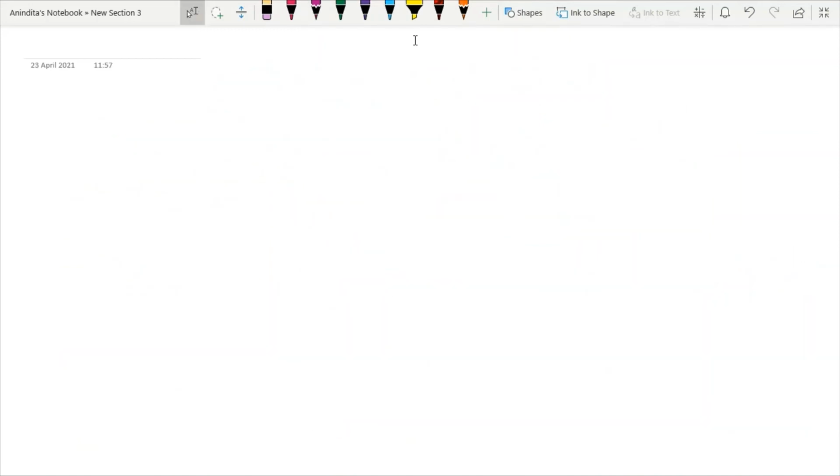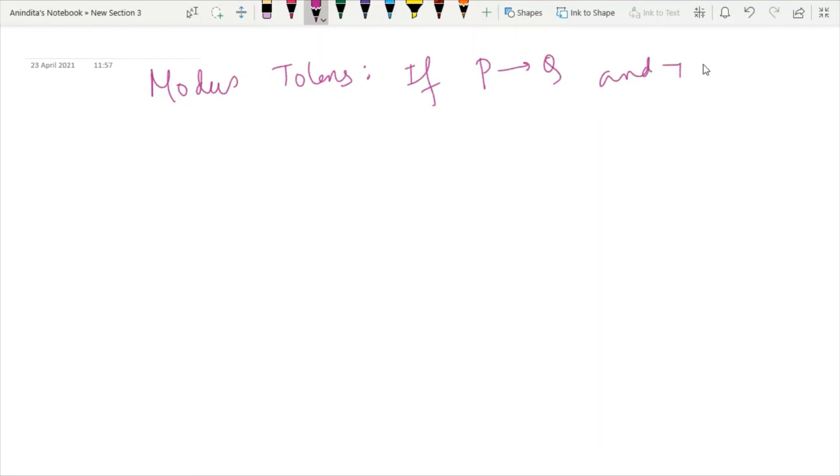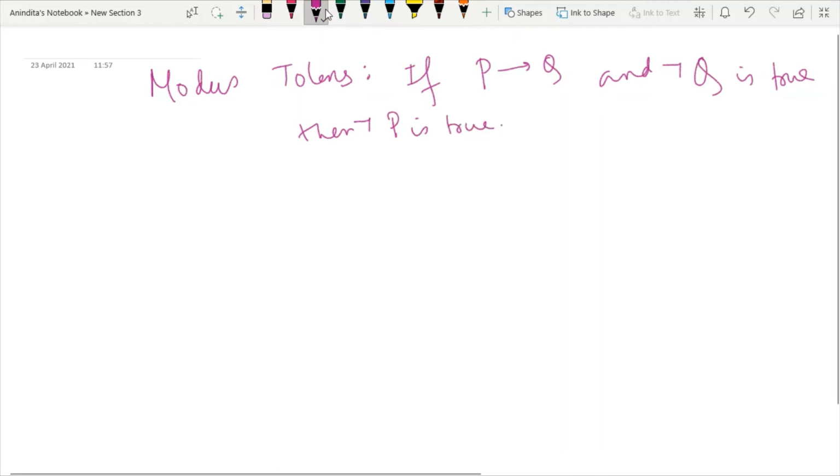This rule is known as the modus tollens rule. The rule is: if P implies Q and not Q is true, then not P is true. This is the statement. So what is the meaning of this? I'm giving you one example.